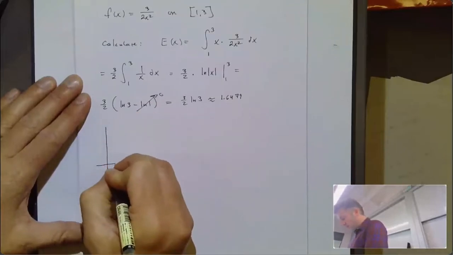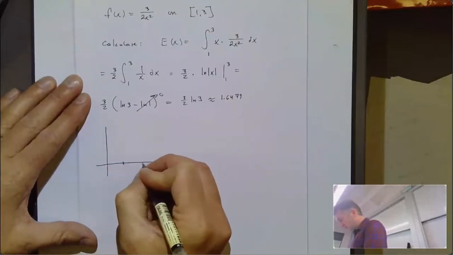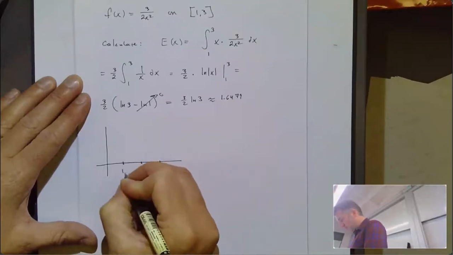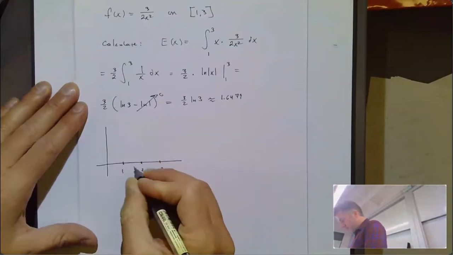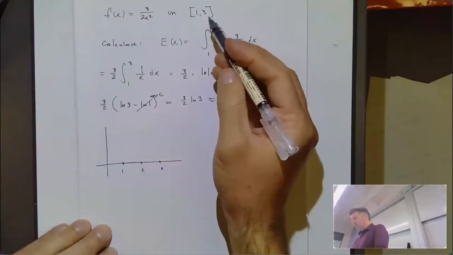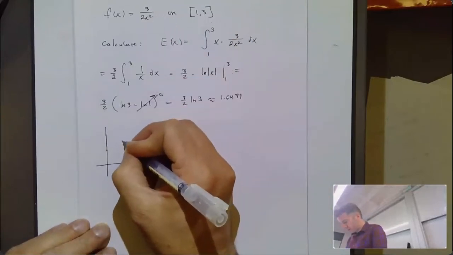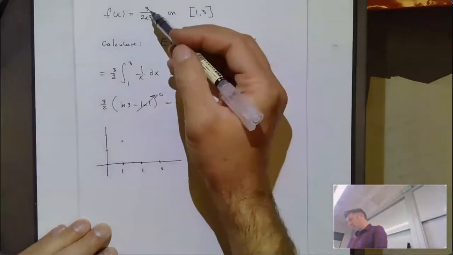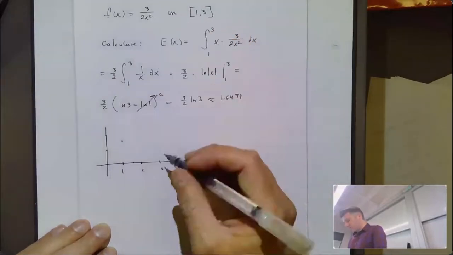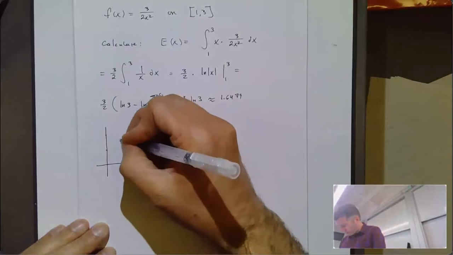So graphically, 2, 3, we're about here, and our function looks like, well, if I plug in 1, I get 3 halves. If I plug in 3, I get 3 over 18. I'm not sure, it's very small over here. So my function looks kind of like this.